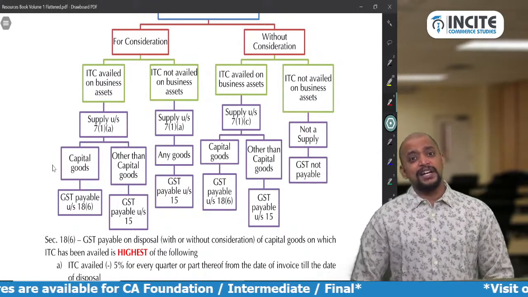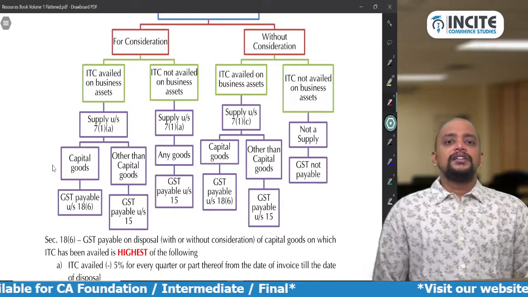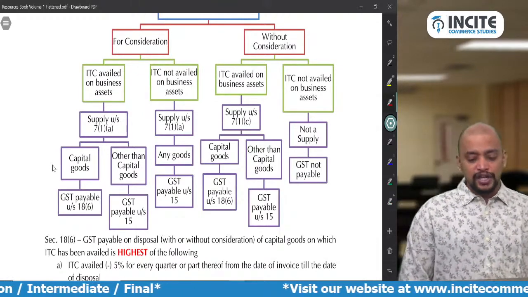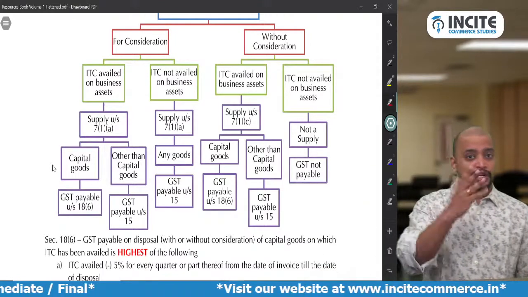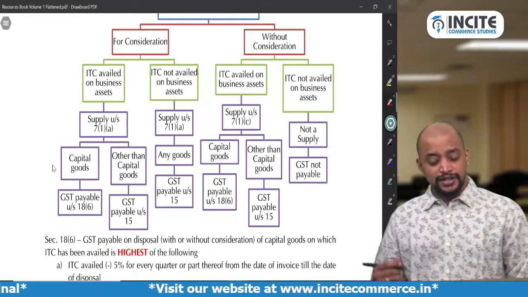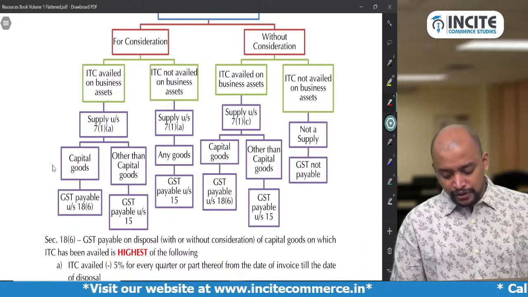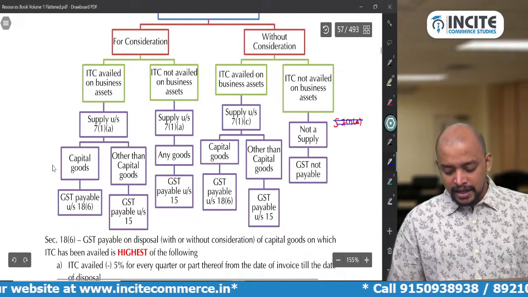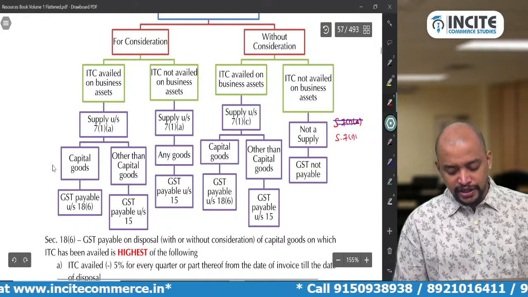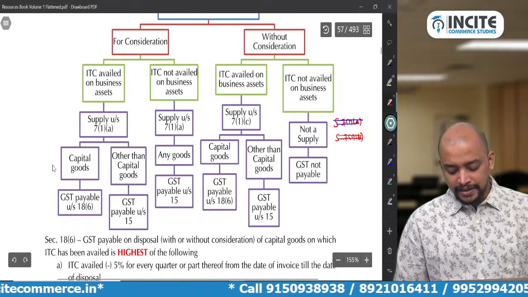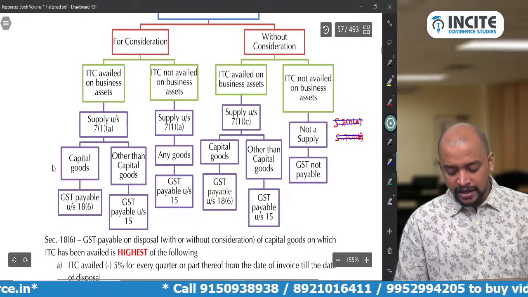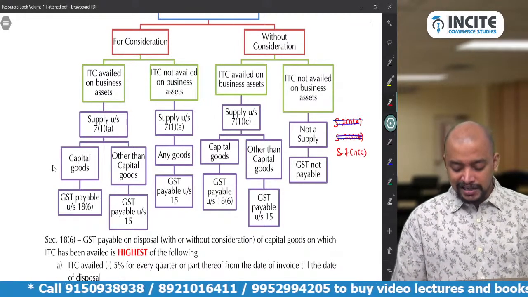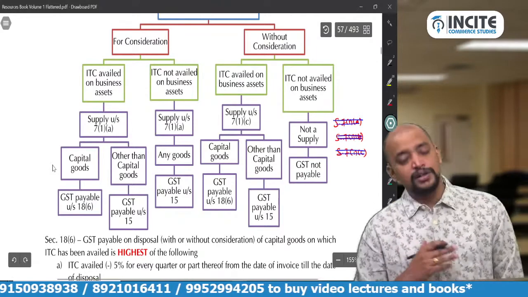Why is it not a supply if ITC not availed on business asset? Because what does 7.1c say? Disposal of business asset on which ITC is availed. Correct or not? So there is no consideration, so 7.1a will not come. And ITC not availed, so 7.1c will not come. And 7.1b also will not come. Section 7.1a will not come because there is no consideration. Section 7.1b will not come because it is not import of services. And even 7.1c will not come because ITC not availed. So due to that reason, it is not a supply.